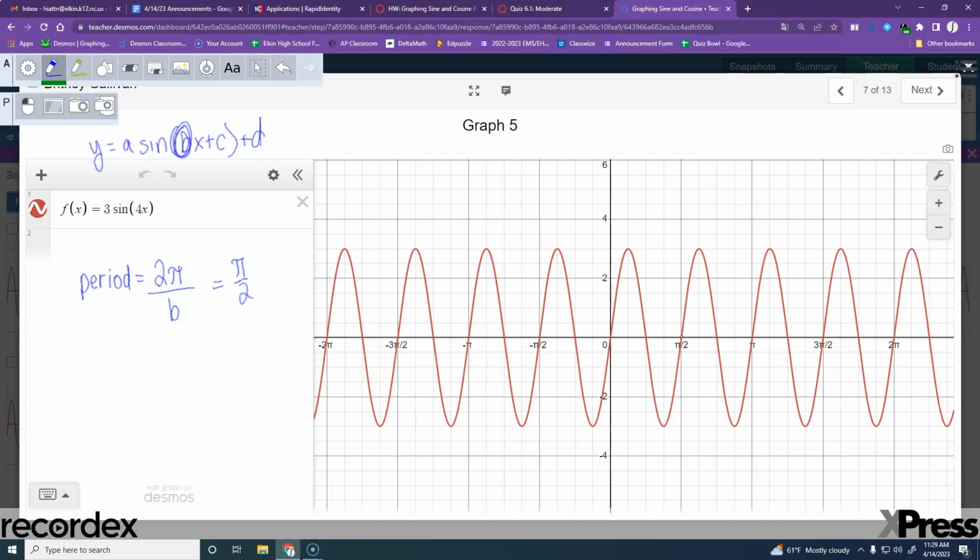What you can do for this is set up an equation. 2 pi divided by b is supposed to give you your period. They told you that that period was going to be pi over 2, so you can set up this equation. On this one, you can probably just look at it and tell b needs to be 4 for that to happen. Or you can solve it.